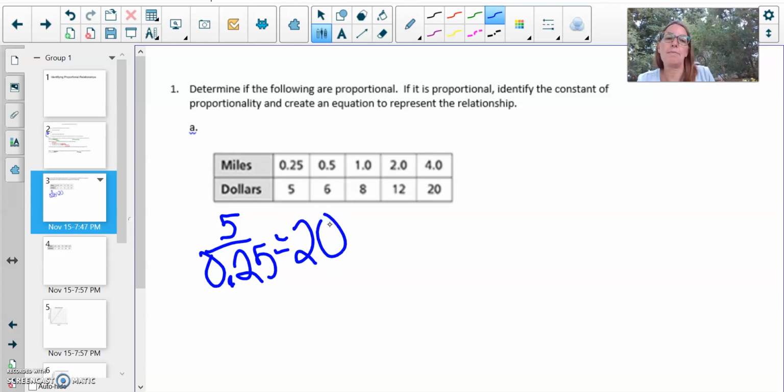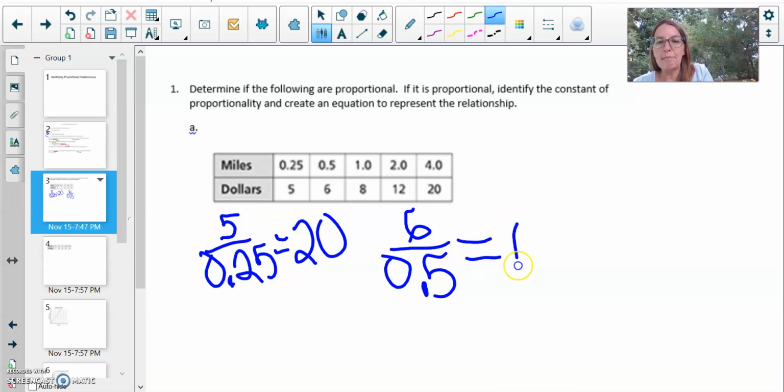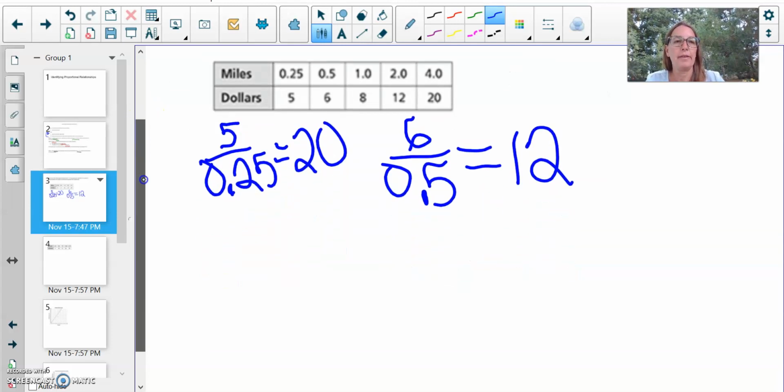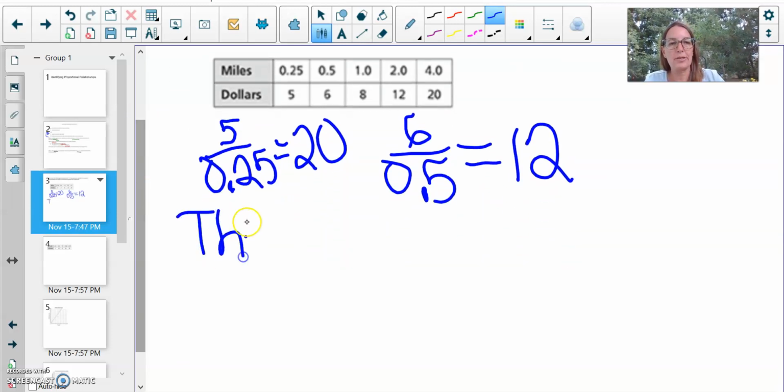Then I have to do the same thing in the next column. I'm dividing the dollars by the miles. Use my calculator to divide it out. And this time I'm getting $12 per mile. The unit rate changed. So as soon as I see that the unit rate changes, that makes it not proportional. So this is not proportional.